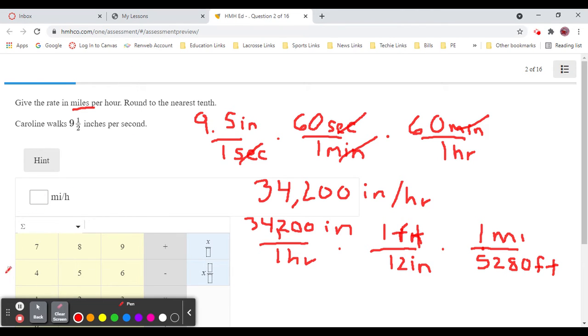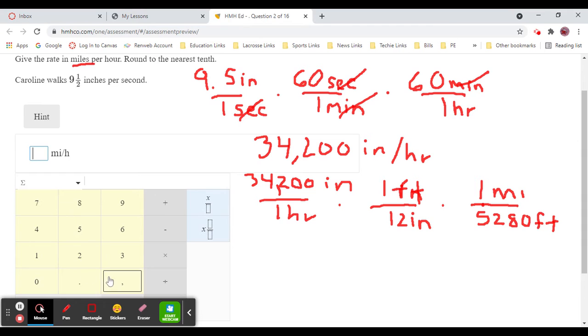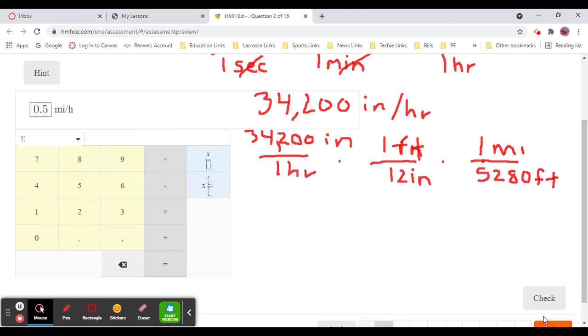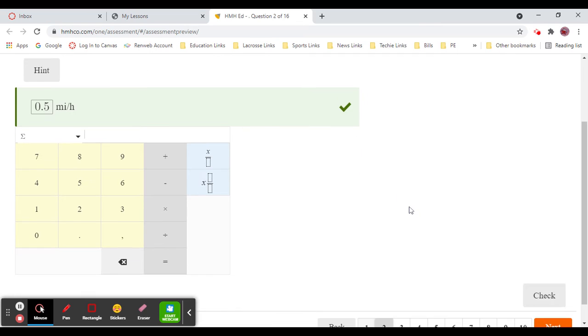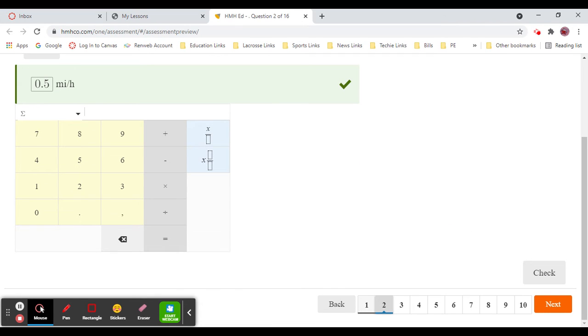So I'm going to go up here again. I got to turn this pen off. I got to go back to here. And I put 0.5. And that's my answer. Check it. I got it right. Okay. I'm going to clear my screen here. I go back to my pen. Clear my screen. Back to my arrow. All right. Here we go. Next.